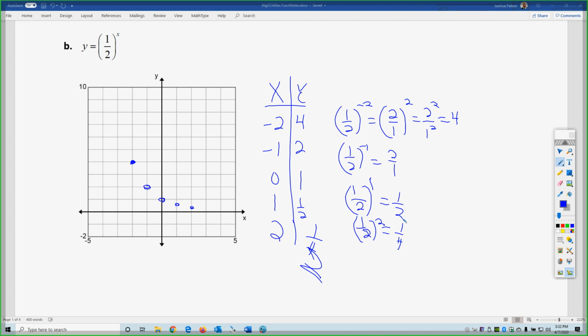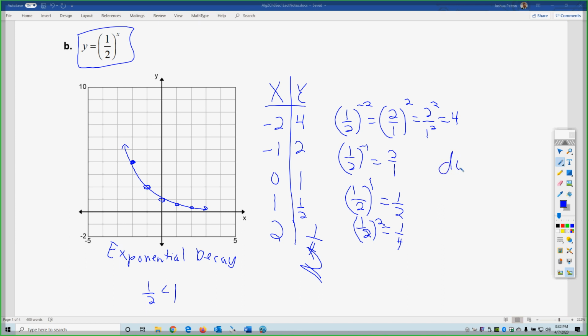Okay, so basically the graph looks like this. Reading this left to right on the graph, this is exponential decay. And also you can figure out that 1/2 is less than 1. So therefore that would indicate it's decay anyway, without doing any of the work of graphing it.